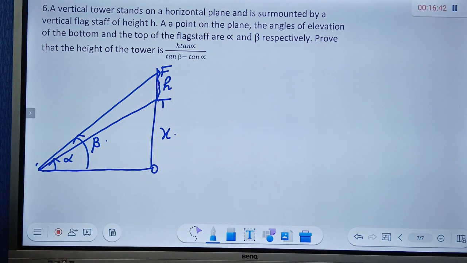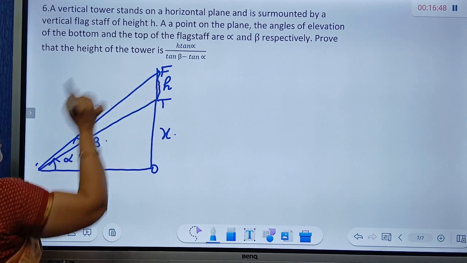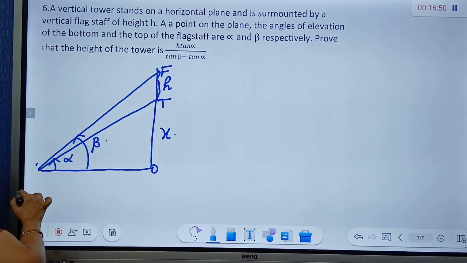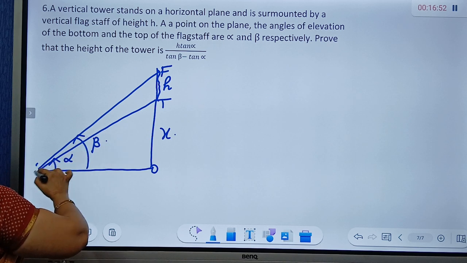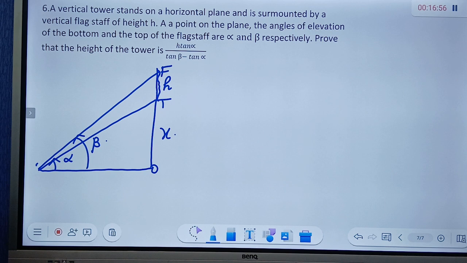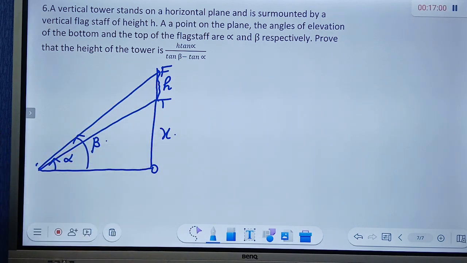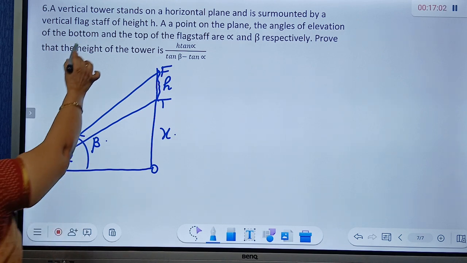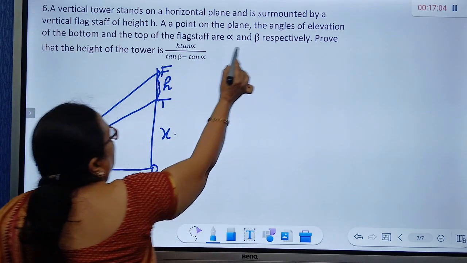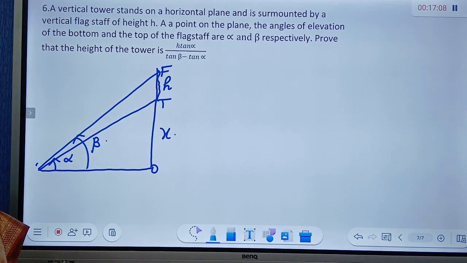Okay. So now, this is the tower. On the top of the tower, you have a flagstaff. The angle of elevation of the bottom of the flagstaff is the smaller angle, alpha. The bigger angle, which is the angle of elevation of the top of the flagstaff, is beta. Bottom and top of the flagstaff are alpha and beta. So now let us write the relationship between tan alpha and tan beta and see if we can find the height of the tower.